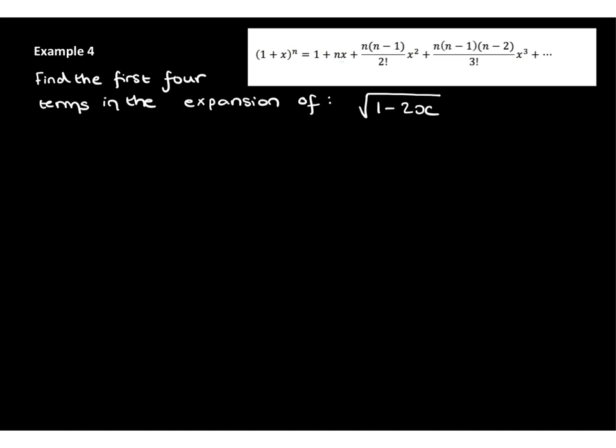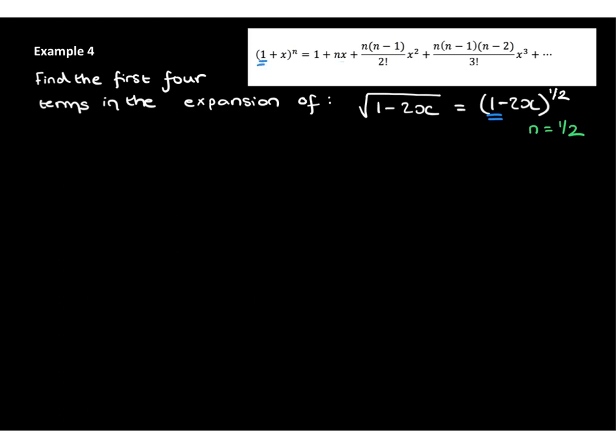Find the first 4 terms in the expansion of the square root of 1 minus 2x. So our first job is, of course, to identify the value of n. And you can't do that unless you rewrite this as 1 minus 2x to the power of a half. So we now have a non-integer value of n equals 1/2. Now, is the expansion set up in the way we need? Yes, it is, because the first part of the expansion starts with a 1, so we're absolutely fine there.